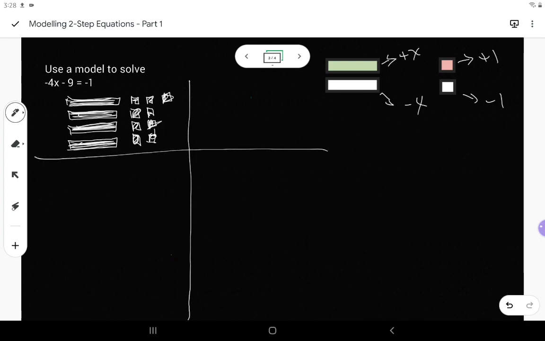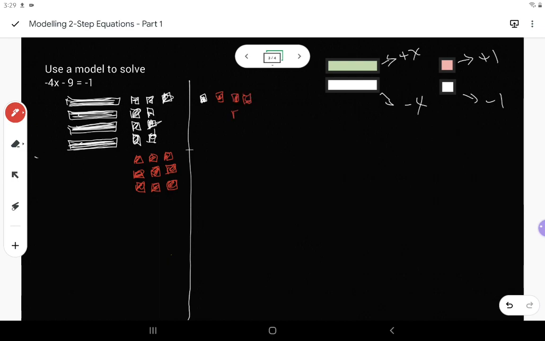What a pain. Okay, on the right-hand side, it's still negative 1, so I definitely can't split that into my nice rows. Now, since I can't get these into 4 equal rows, I've got to get rid of them. The only way I'm going to get rid of those 9 negative 1s is by putting in 9 positive 1s, or 9 red ones.